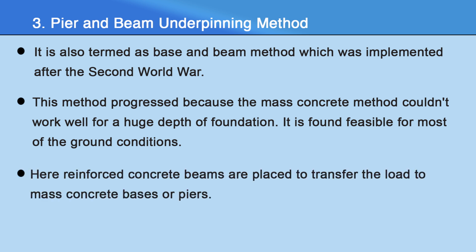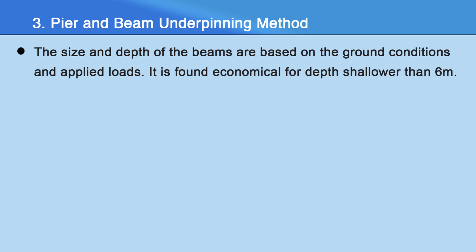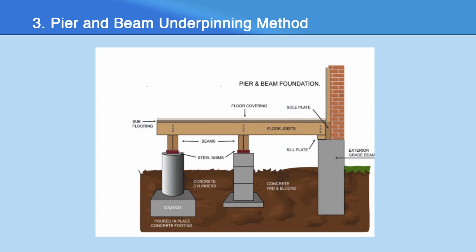Here the reinforced concrete beams are placed to transfer the load to the mass concrete base or piers. The size and depth of the beam are based on the ground condition and applied loads. It is found economical for depths shallower than 6 meters. This is the photograph of beam and pier underpinning methods.